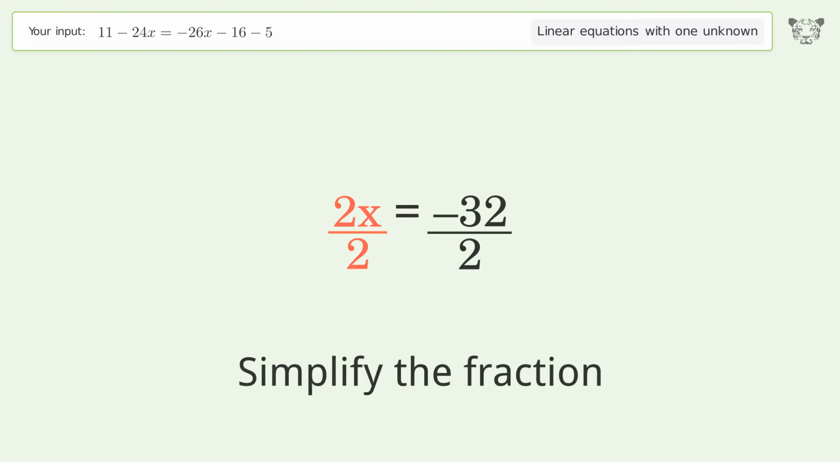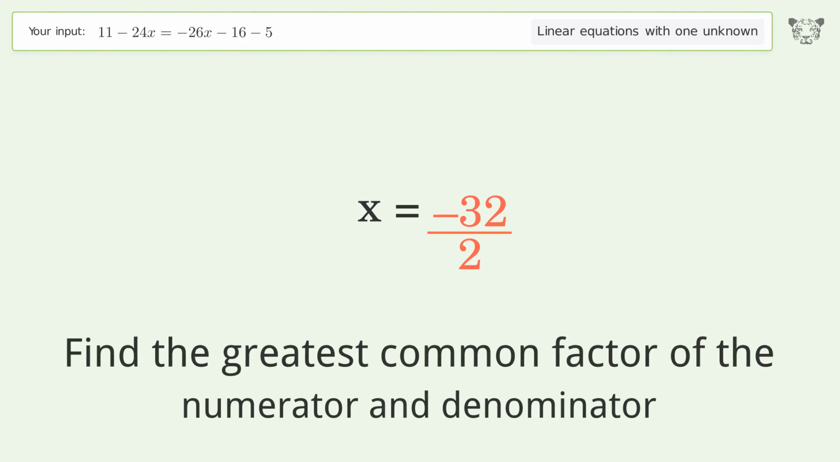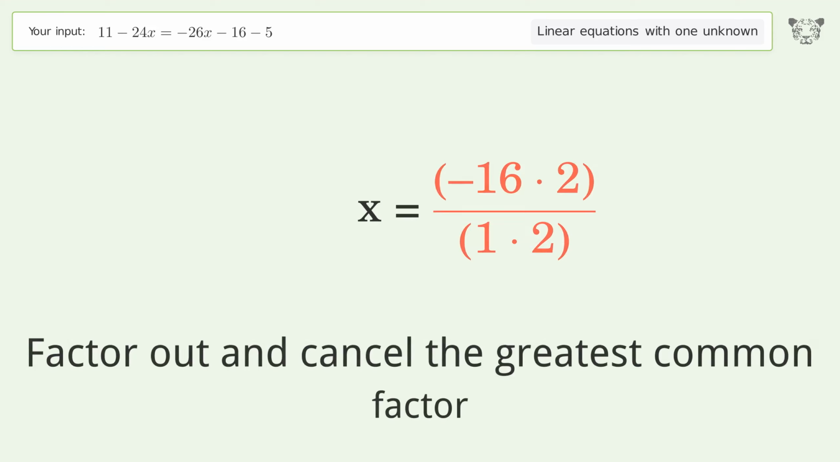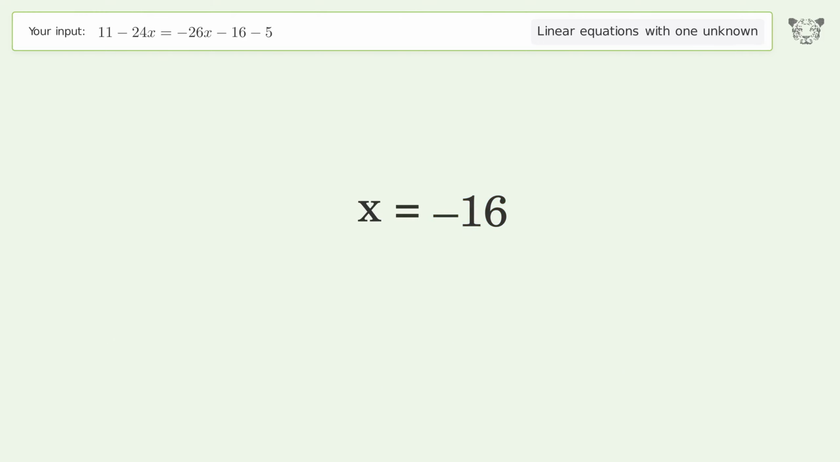Simplify the fraction. Find the greatest common factor of the numerator and denominator. Factor out and cancel the greatest common factor. And so the final result is x equals -16.